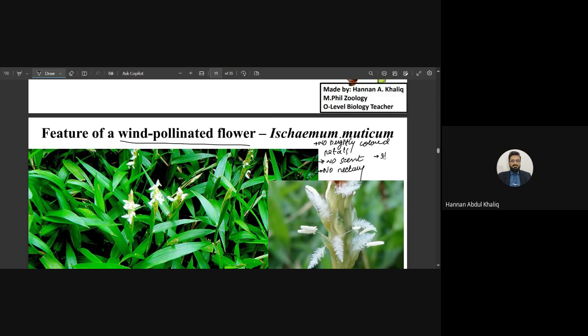Stamen and carpel, the stigma and style, are high in the air. Why would they be high in the air? To capture the pollen, or to release it.